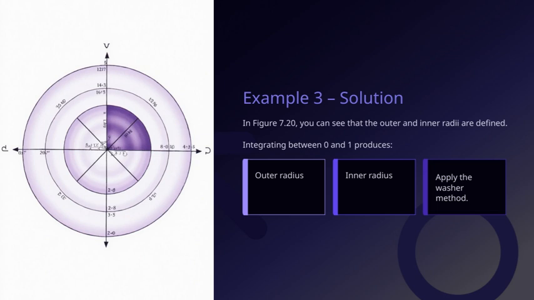So the most important takeaway here is understanding how to identify the inner and outer radii and how they fit into the integral when applying the washer method. This approach is really powerful for handling volumes of revolution with hollow regions.